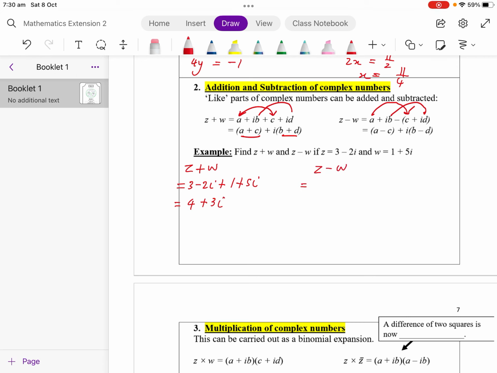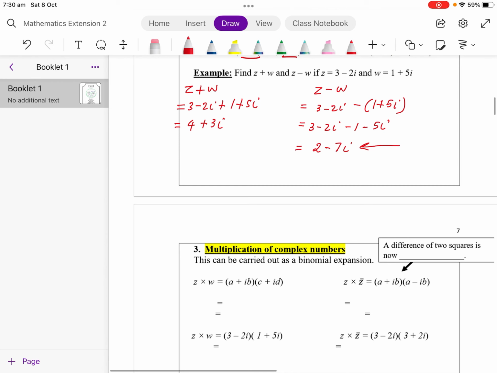And Z minus W. That's 3 minus 2i minus (1 plus 5i). Please don't make any mistakes with the negative numbers here with the bracket. If you need to, take that extra line, because I often find this would be a question, say, right at the beginning of an assessment task, and you don't want to lose the 1 mark on that question.